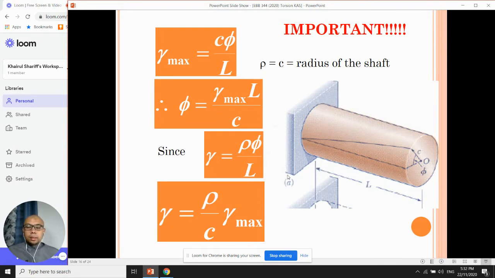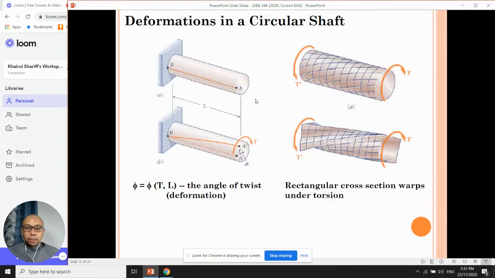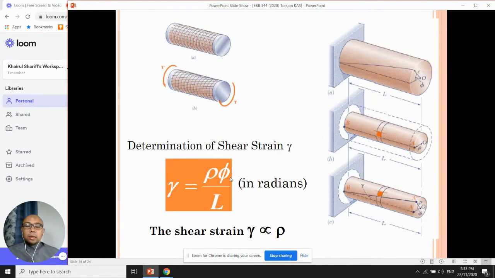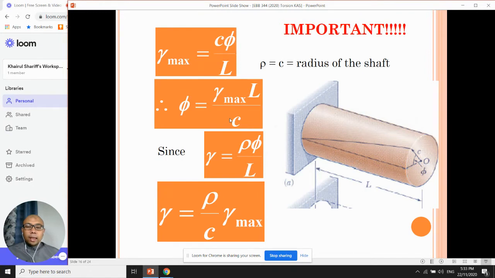To be honest, I love to give a student a calculation-based question. But I won't ask how to derive the equation, because it's beyond the EBB 344 scope. But I will test you on how you apply the equation at certain conditions. So you need to understand the derivation of the basic equation for the shear strain here, as you can see. Then it can be applied in different modes of conditions.